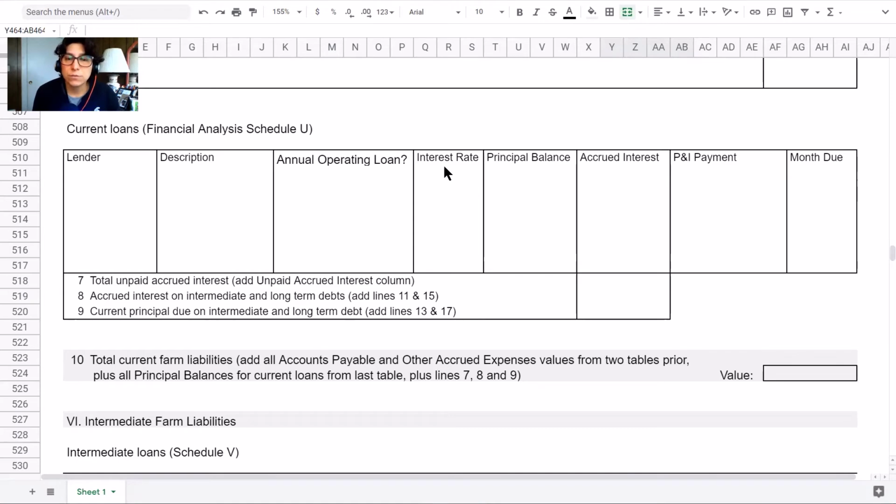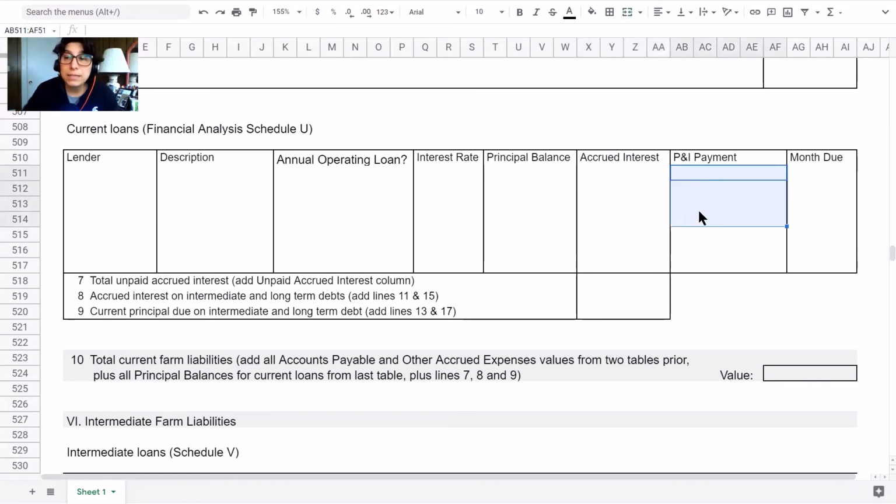There's a space for interest rate, where you would enter the interest rate on the note, principal balance, which is the total outstanding principal balance. And please do not include accrued interest in this column. This would just be the principal. There's space for accrued interest on this column. And it's the amount of interest that has accrued since you made your last payment. Your lender can probably give you this information if you don't have it, and we can also help you calculate it if you need us to.